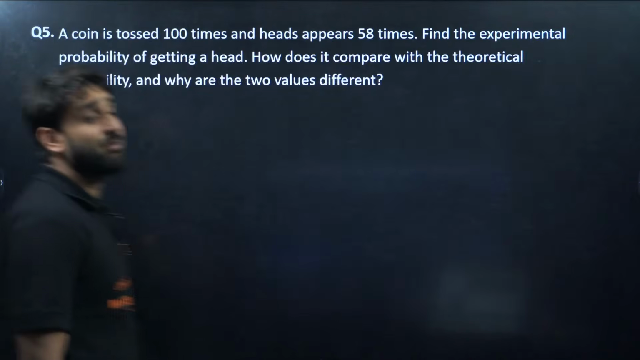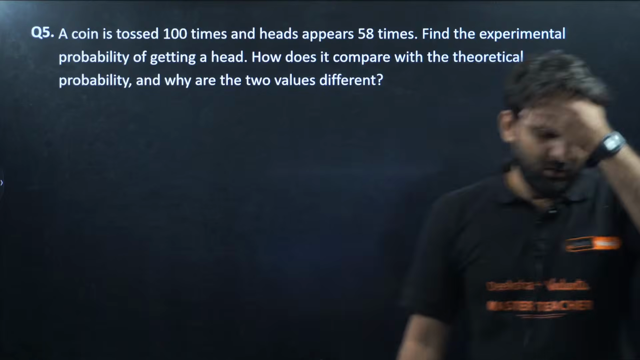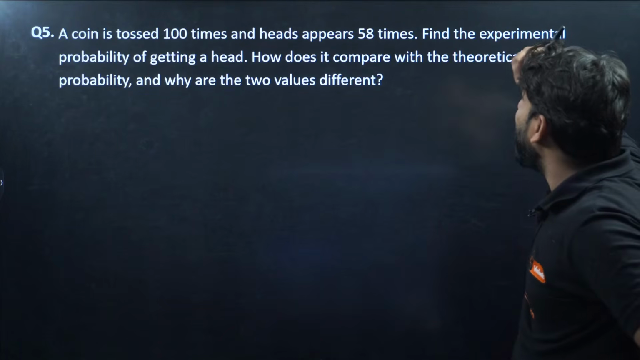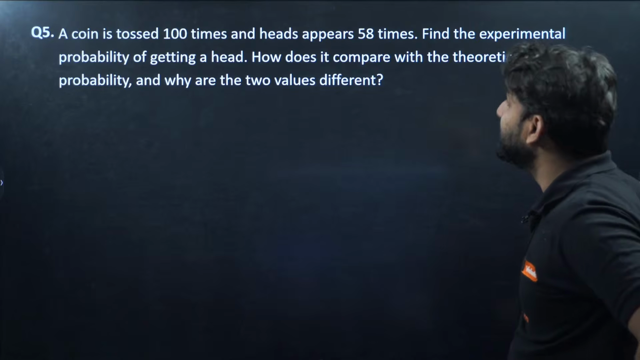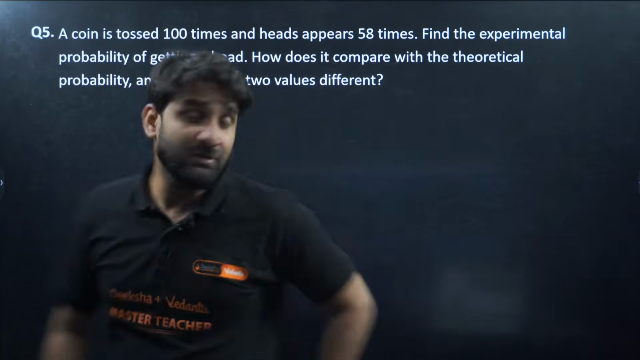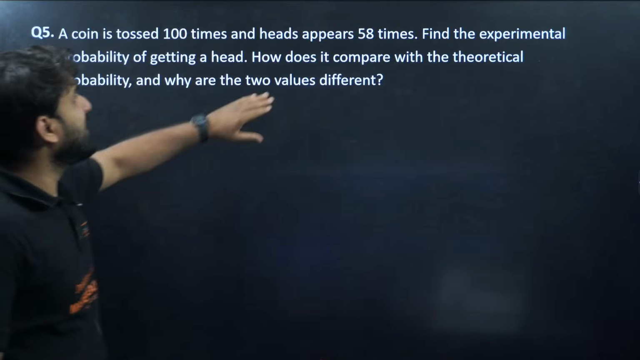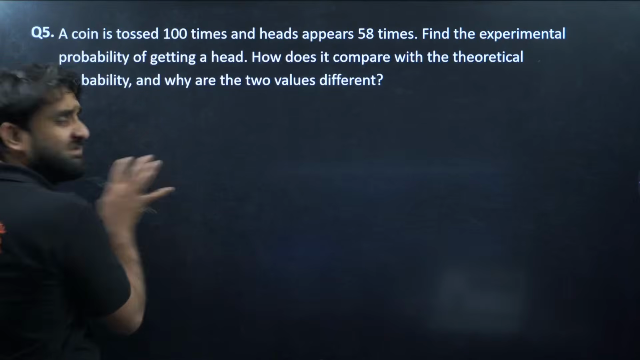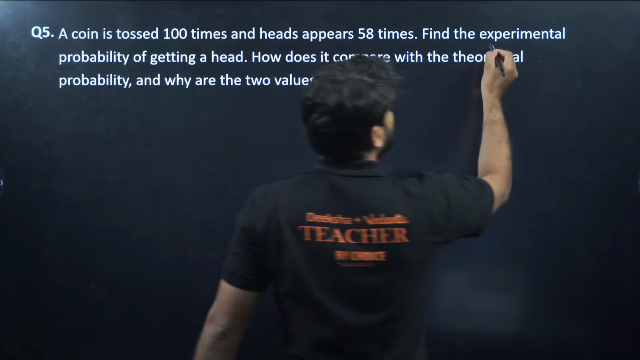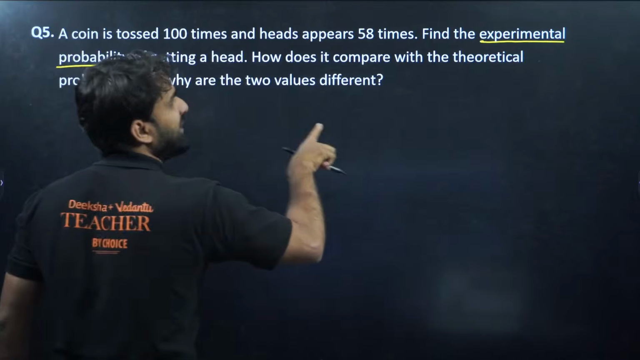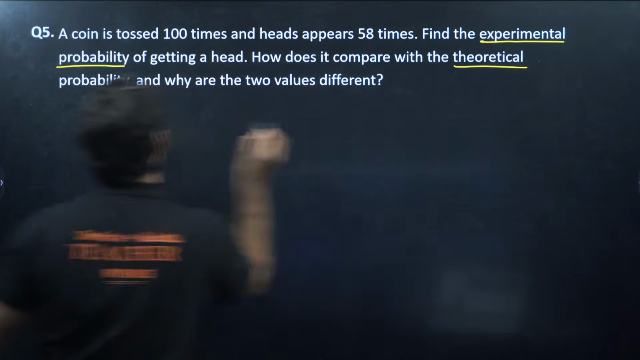Moving ahead. Question number 5. A coin is tossed 100 times and heads appears 58 times. Find the experimental probability of getting a head. How does it compare with the theoretical probability, and why are the two values different? This is a good question. In this question, you will understand the difference between probability, experimental probability, and theoretical probability.